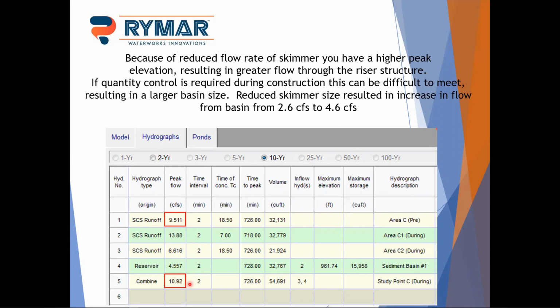So that wouldn't work. We'd have to have done some more design work with the pond to probably expand it or change some things in order to get that flow back down. But I just want to demonstrate that a smaller skimmer doesn't always equate to a lower flow rate for the pond itself. Obviously, the skimmer itself is going to do that, but you may cause water to pond up and start going more over the riser and actually increase your peak flows.